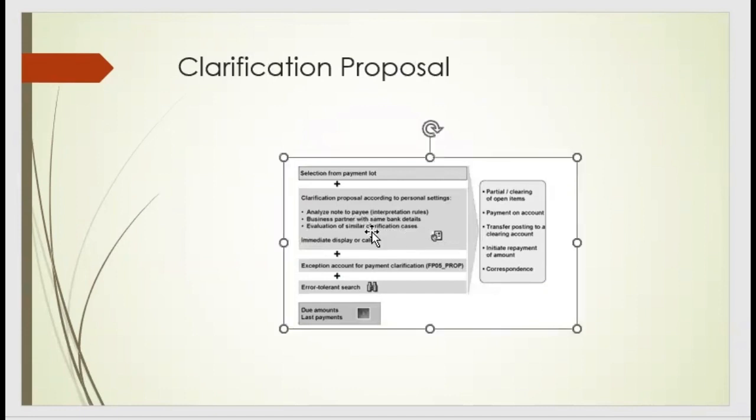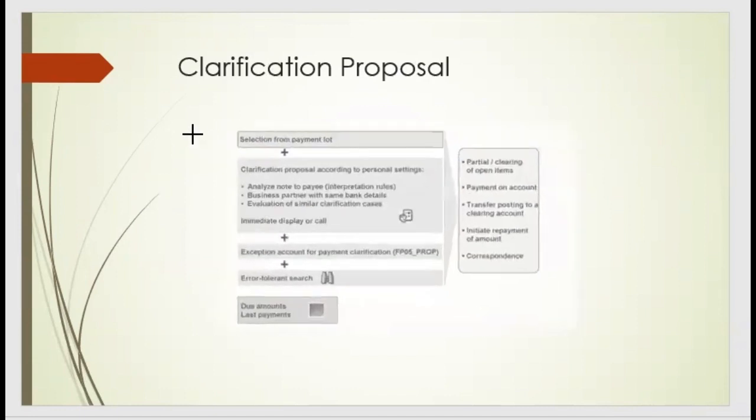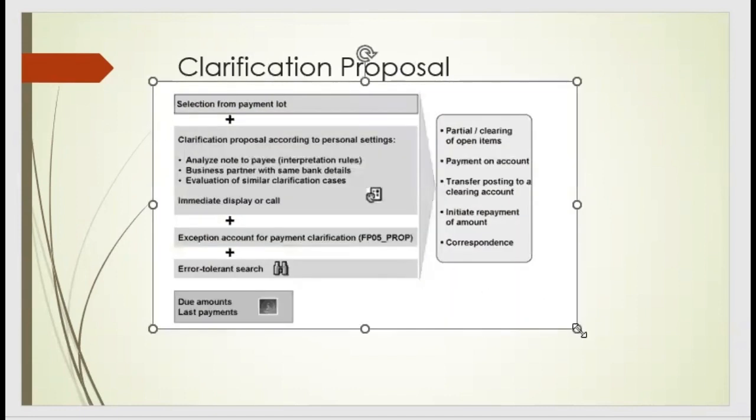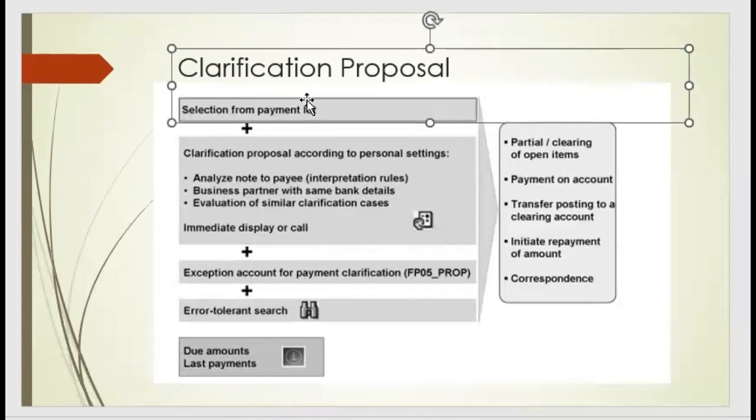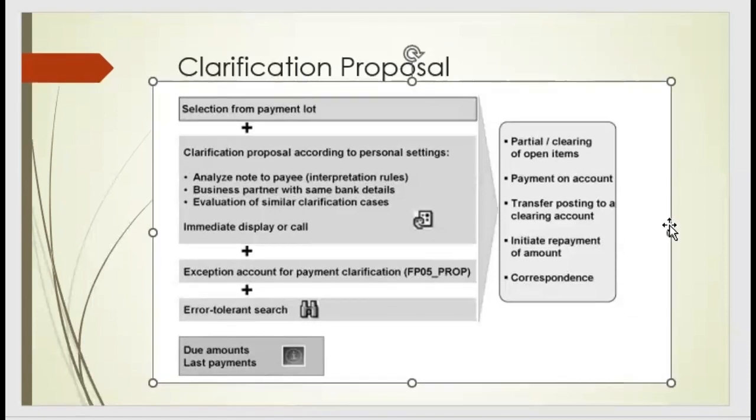Okay, so here there is a clarification proposal. What is the clarification proposal? Now, if you are getting the same kind of errors, same kind of processes, or you are getting the same kind of worklist issues or exceptions during the payment lot, so you can create the clarification proposal. Okay. So basically, whatever the common or best practices based on that, the SAP provides the clarification proposal. So it started with the selection from the payment lot.